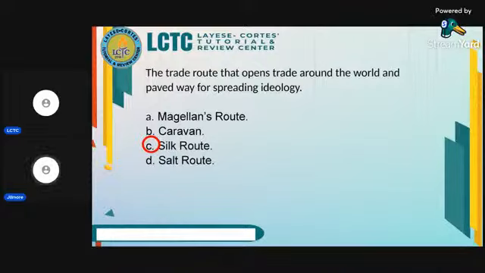Caravan, Persian traders. Salt route. This is a route whereby essential salts are carried during trades. But a trade route that opens trade around the world, a 4,000 mile route that brings China to Europe, to the Roman Empire. Okay, 4,000 mile route, Silk Route. The known route that is said to pave the way for spreading ideology, Silk Route.